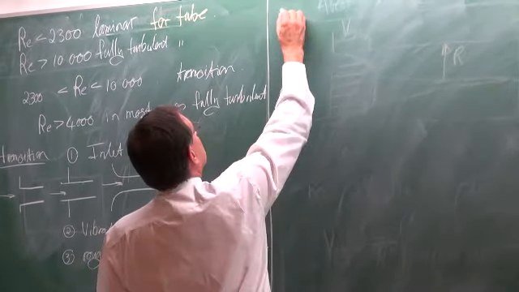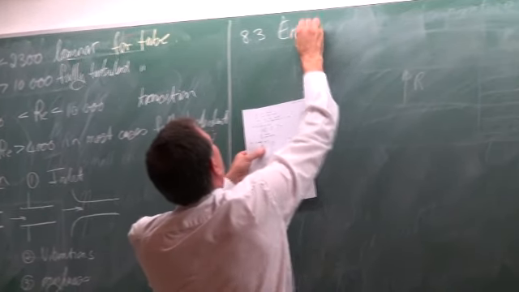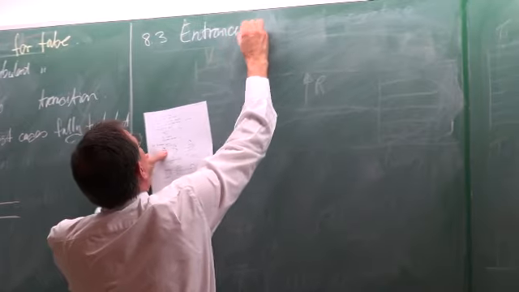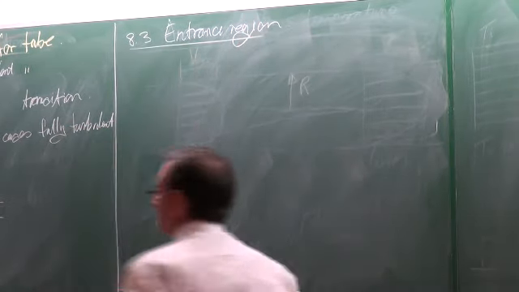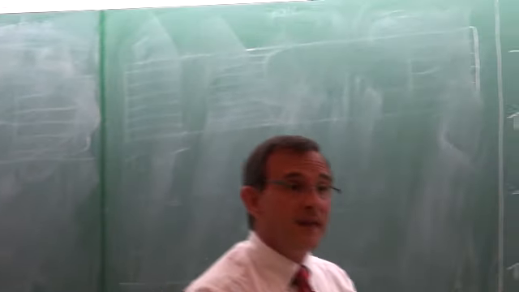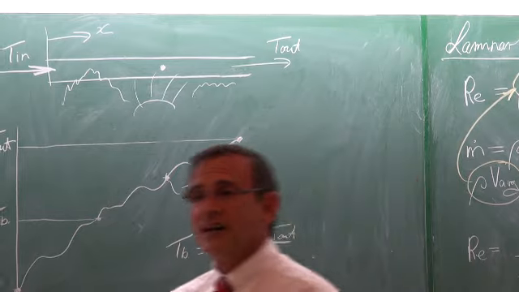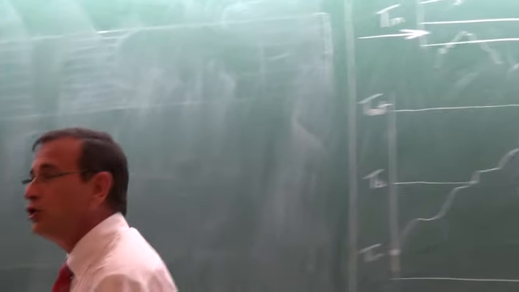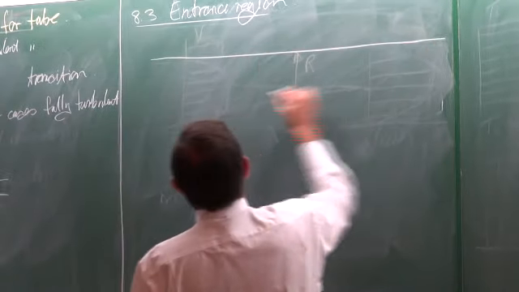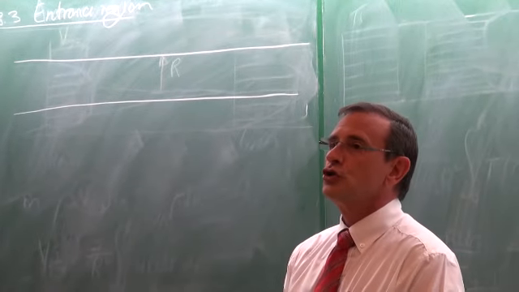Okay, paragraph 8.3 is the entrance region. Now, we've done the entrance region previously. We have discussed it, but I'm going to revise some of the most important results for you, and that is firstly by again looking at the velocity profile through the tube.